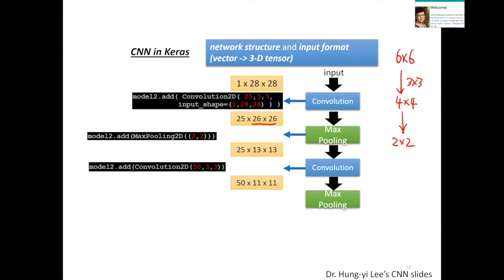And then you just do another convolution, and it's still 3 times 3. This time, it increases the filter size from 25 to 50. And then you do max pooling from 11 times 11. You get a smaller image, 5 times 5, but each small window is represented by 50 filters, or channels.